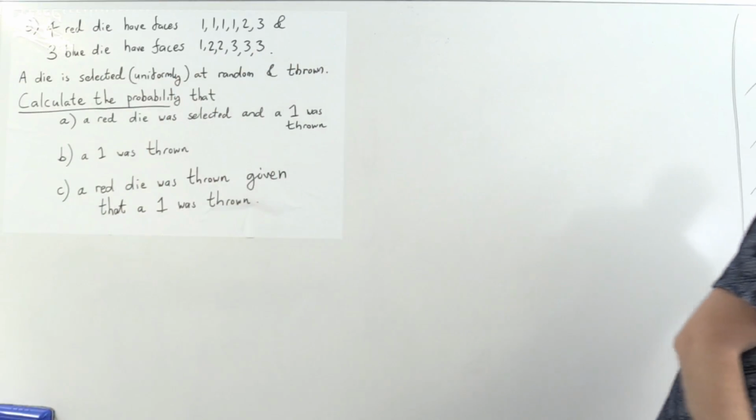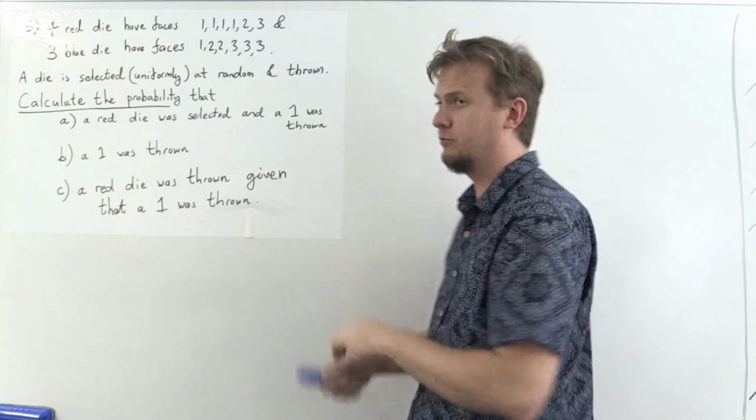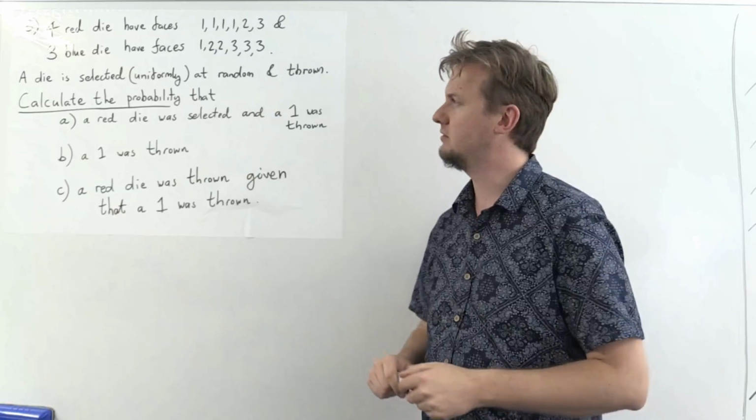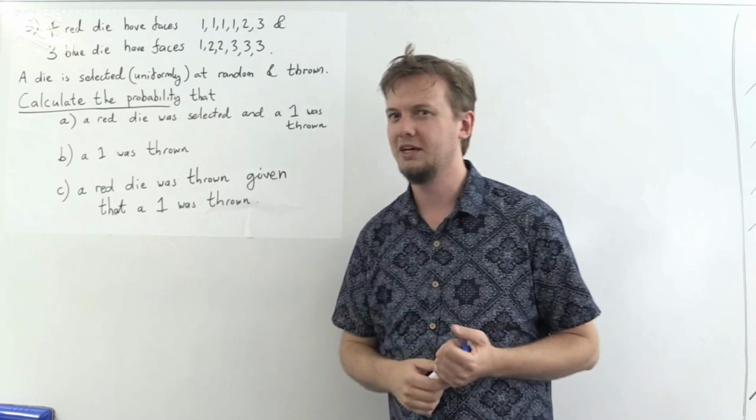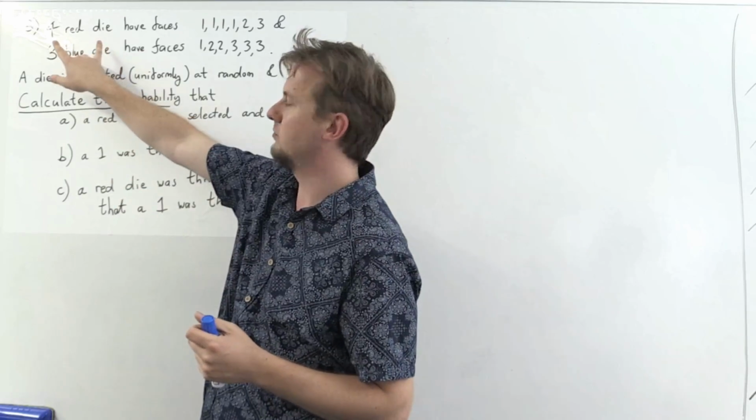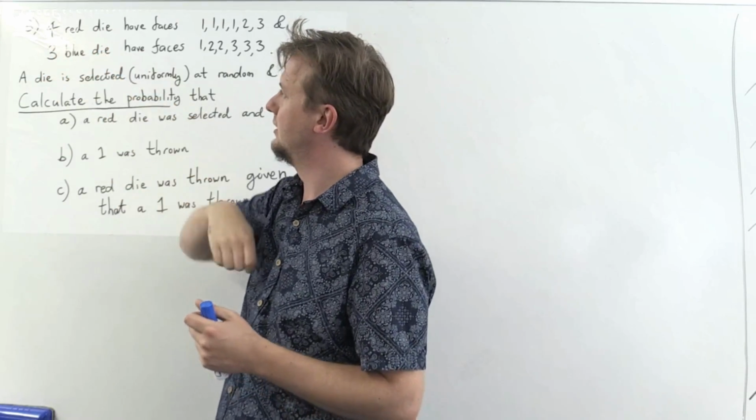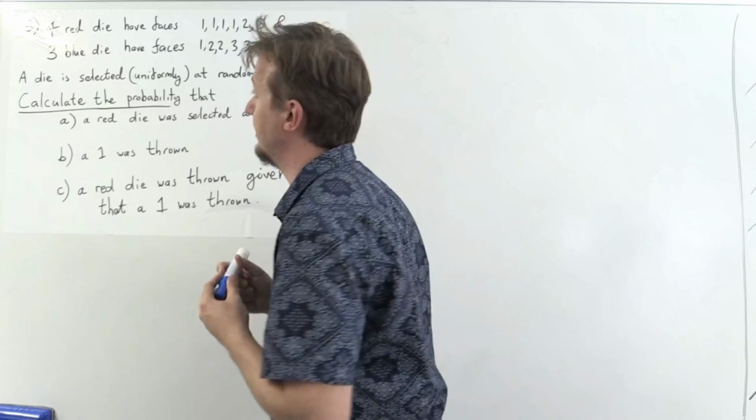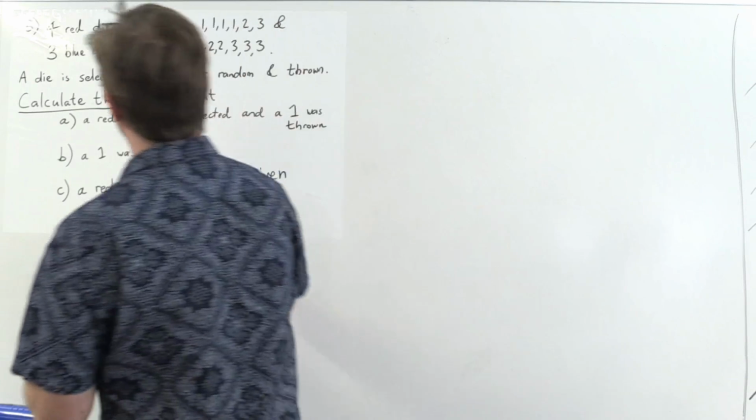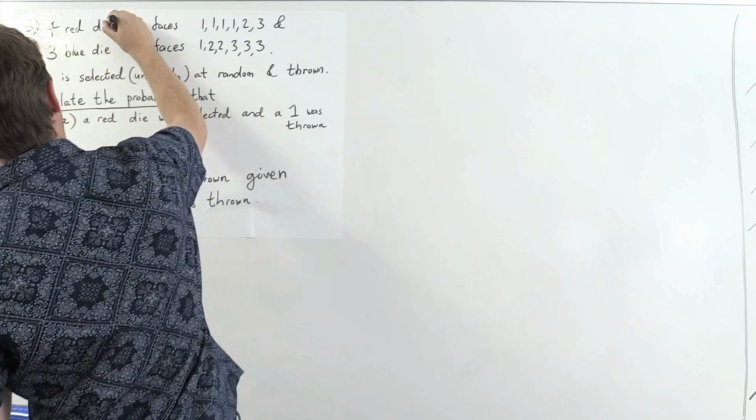So this is a very wordy problem. It's even wordier when you look at the original question before I tried to cut it down to just the basics. So the situation we have here is we have two lots of dice. So we have some red dice and some blue dice.